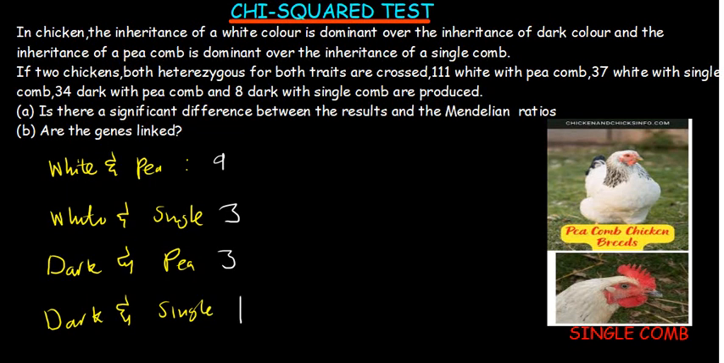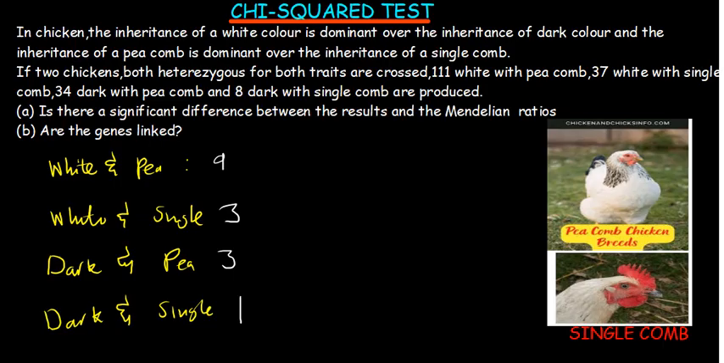So these are the ratios that we expect: 9 to 3 to 3 to 1. So this is always the expected ratio when you're talking about dihybrid crosses, unless there are some mutations and post-Mendelian genetics. But for Mendel, this is the ratio that we get to expect.